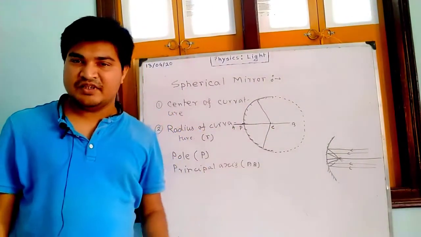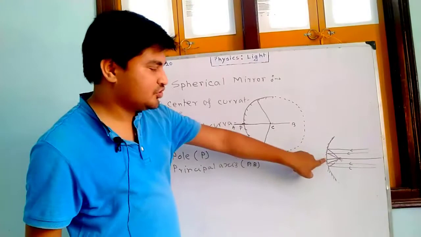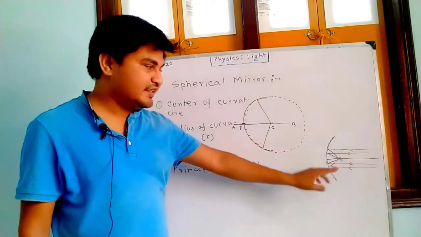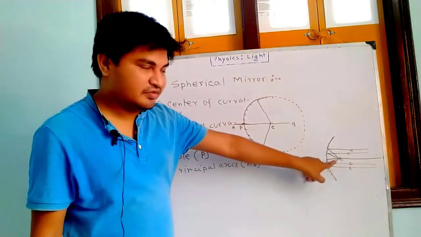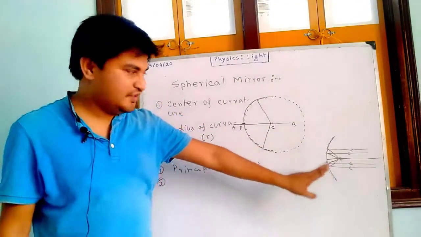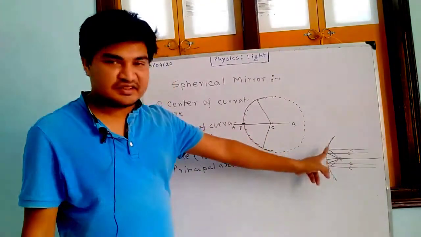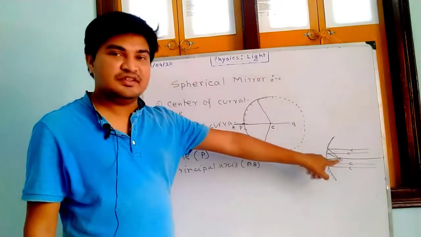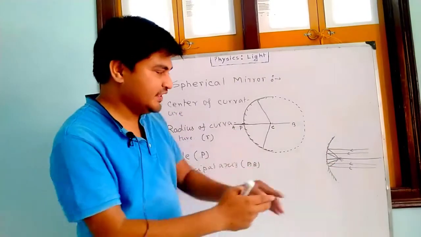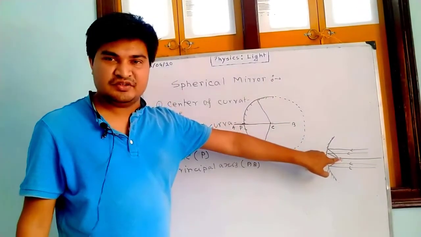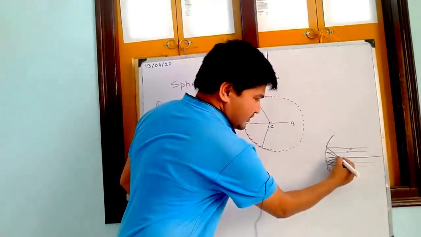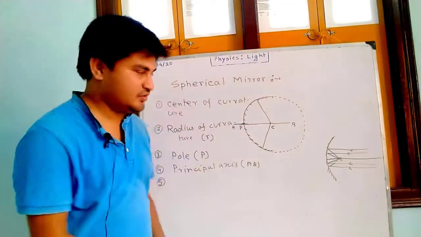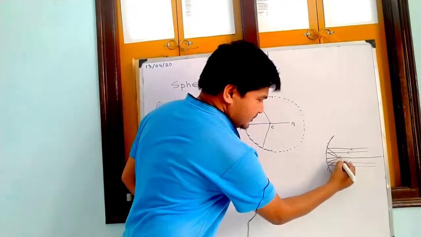If a parallel beam of rays very close to the principal axis falls on a spherical surface, then after reflection it converges or diverges at a point. As in this case I consider a concave mirror, the rays will converge, that is, they will meet at a specific point. This specific point where the rays meet is called the focus.